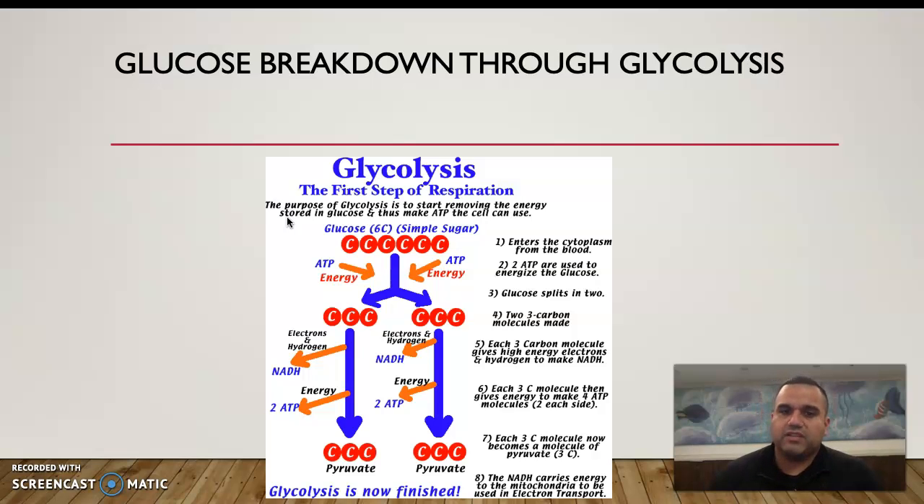Because of these energy systems being created, you now create pyruvate. Pyruvate is important because it's later used in another energy system that is going to create the ATP needed for us to move. The NADH carries energy to the mitochondria to be used in the electron transport chain, another energy system.